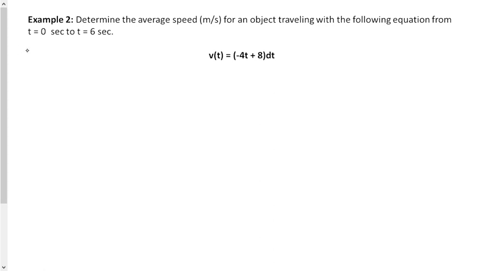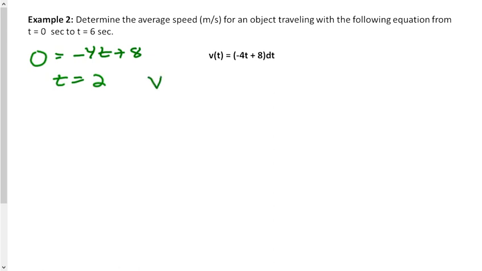So I'm going to set this equation equal to 0. 0 equals negative 4t plus 8. Well, it looks like t is equal to 2 seconds. That's when this function goes to 0. So this function is positive before 2 seconds and then negative afterwards. Okay, to get the average speed, we have to separate this into 2 integrals.